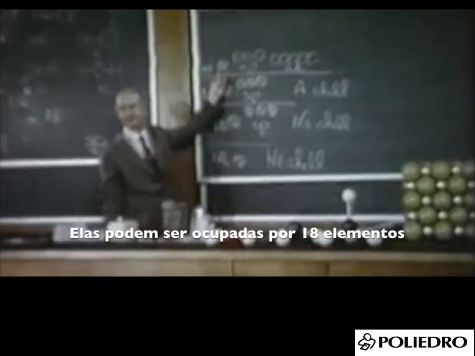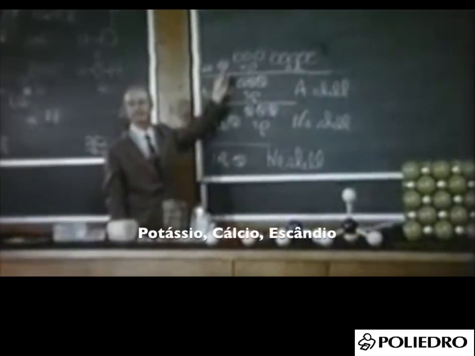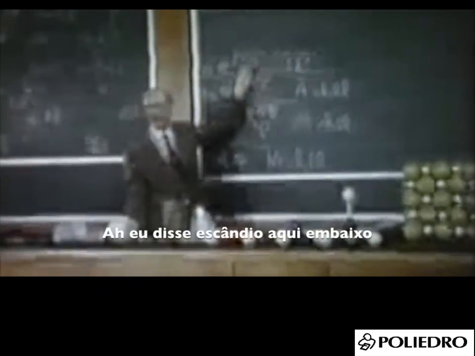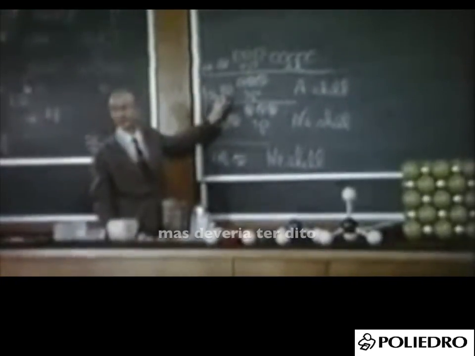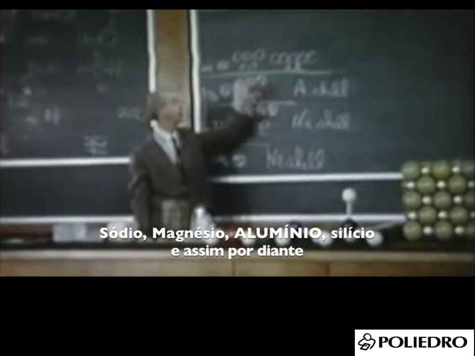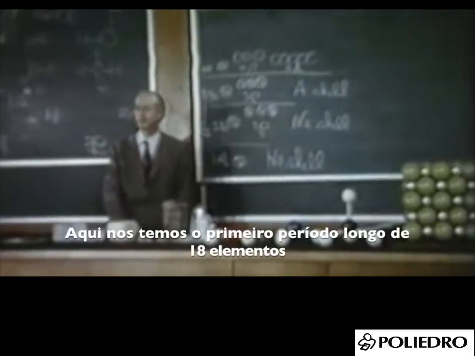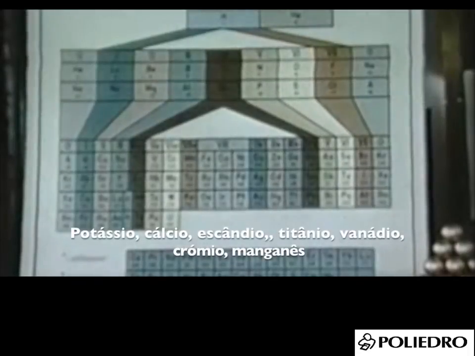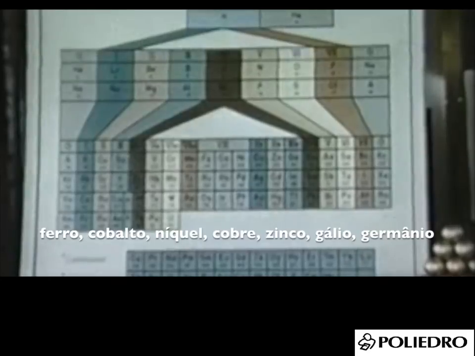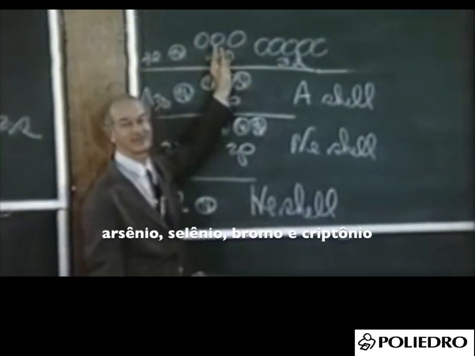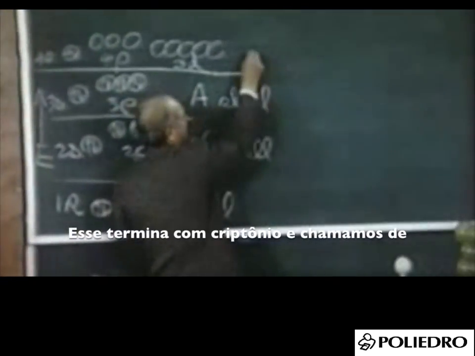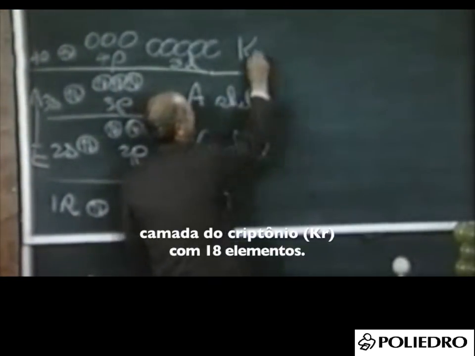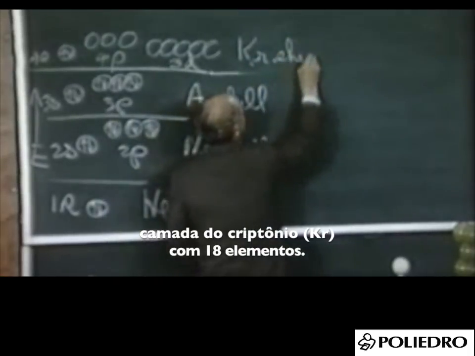These can be occupied by 18 elements: potassium, calcium, scandium. I think that I said scandium down here. Of course, here I should have said sodium, magnesium, aluminum, silicon, and so on. Here we have the first long period of 18 elements: potassium, calcium, scandium, titanium, vanadium, chromium, manganese, iron, cobalt, nickel, copper, zinc, gallium, germanium, arsenic, selenium, bromine, and krypton. This ends up with krypton, and we call it the krypton shell of 18 elements.